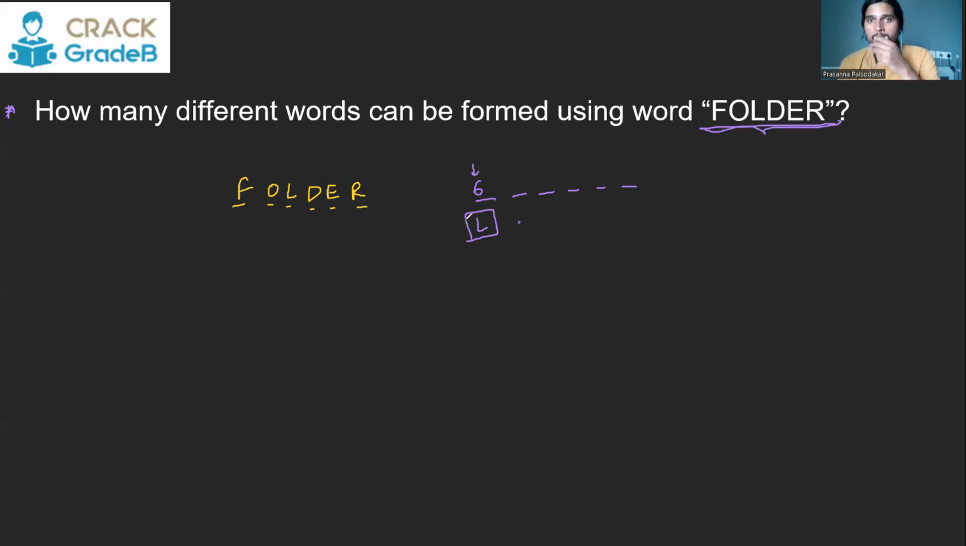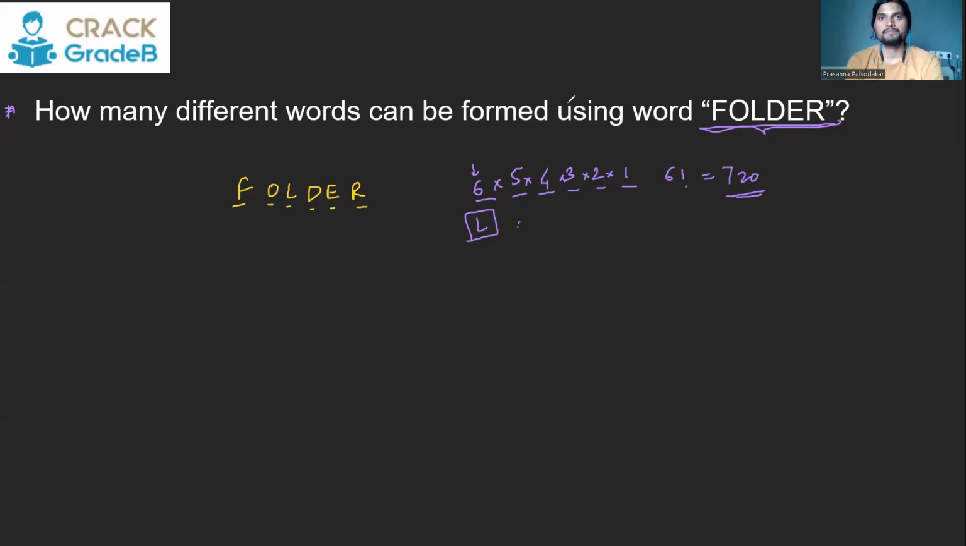Any letter can't be missed, so every letter should appear only once. So you can't put L here. Now you have 5 choices, then 4 choices, then 3 choices, then 2 choices, then 1. And that is how we have a total of 6 factorial different combinations of the word FOLDER. 6 factorial is 720. So 720 different words can be formed using the word FOLDER.